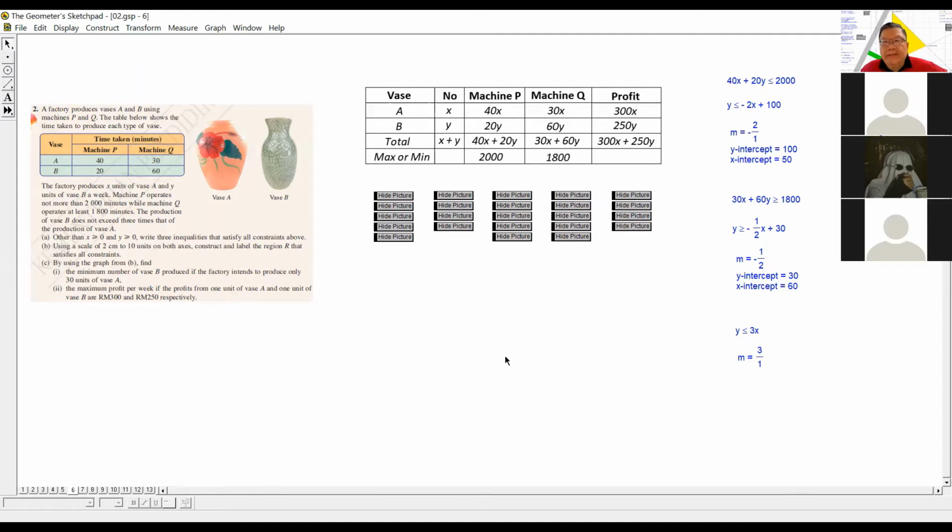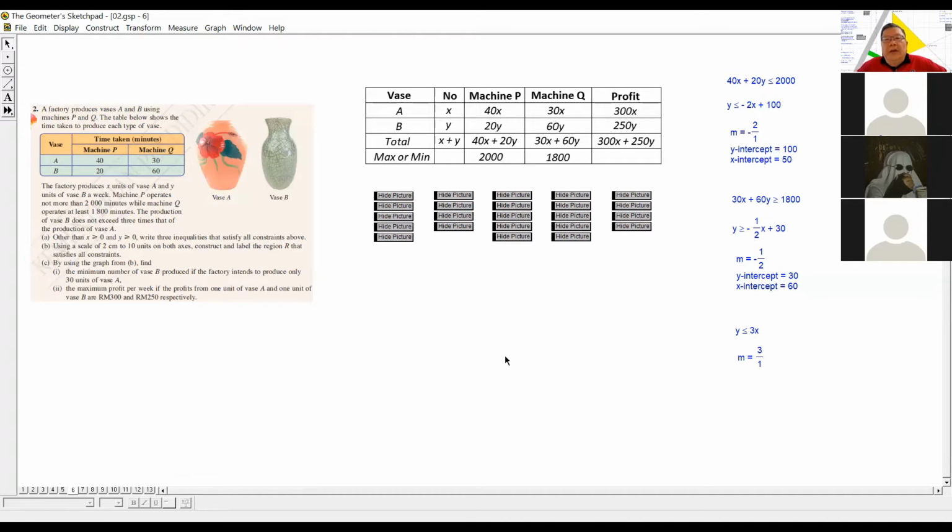Using a scale of 2 cm to 10 units on both axes, construct and label the region R that satisfies all constraints. By using the graph from B, find the minimum number of waste B produced if the factory intends to produce only 30 units of waste A. The maximum profit per week if the profit from one unit of waste A and one unit of waste B are 300 and 250 respectively.